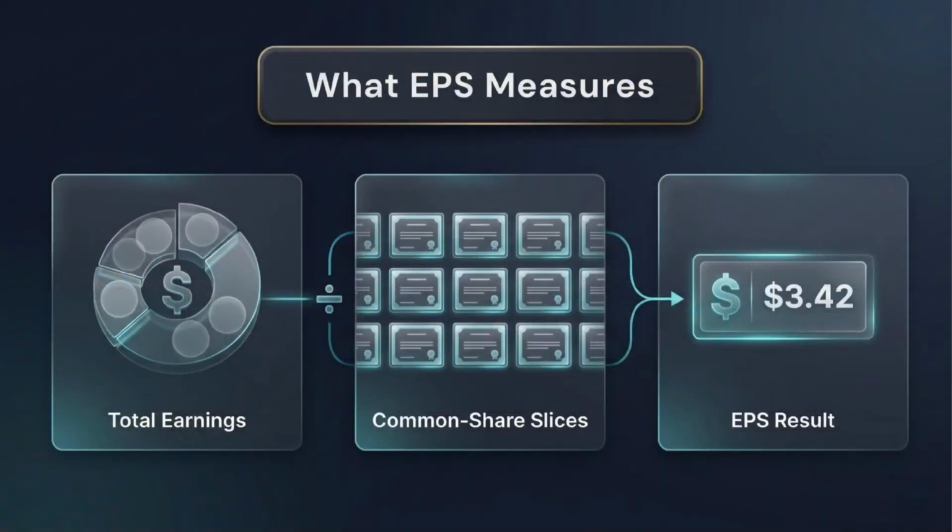EPS answers one essential question: how much earnings belong to each common share? A helpful memory anchor is the earnings pie. The numerator is the earnings pool available to common shareholders, and the denominator is the number of common share slices sharing that pool. If either side is wrong, the final EPS is wrong. So, even though EPS may look like a simple division, the real skill is identifying the correct earnings and the correct share count before dividing.